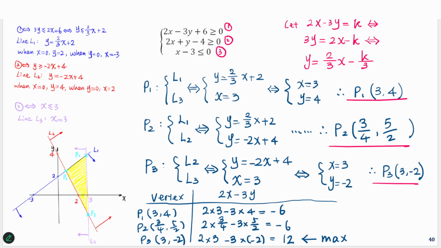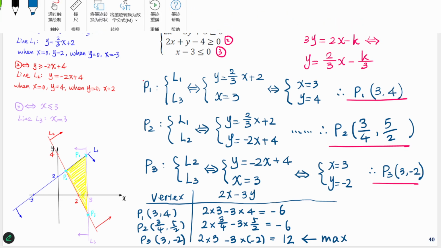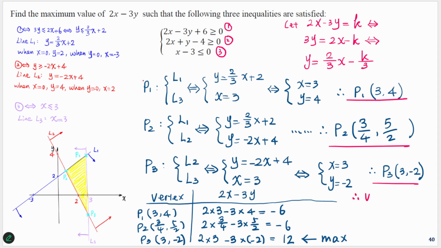So we can make the final conclusion. Therefore, we know when x equals 3, y equals negative 2, which is within this region, the maximum value of 2x minus 3y is 12.